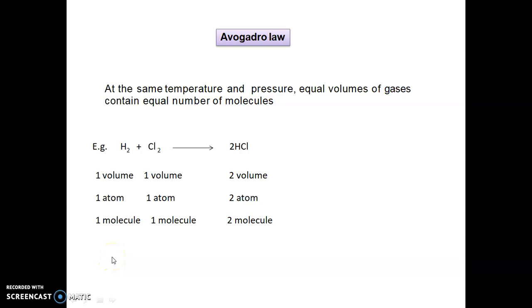So this is all about the different laws. These laws are very useful because all the reactions are based on these 5 basic laws.